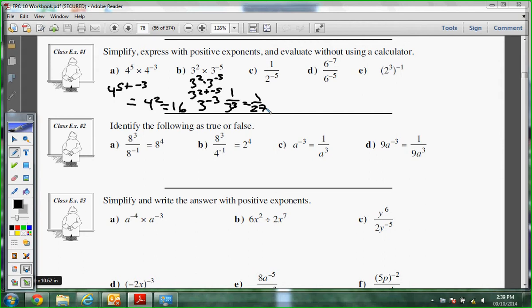Okay, 1 over 2 to the negative 5th. It says negative on bottom, so we're going to push it to the top. It's simply going to be 2 to the 5th. 2 to the 5th is 32, I believe.